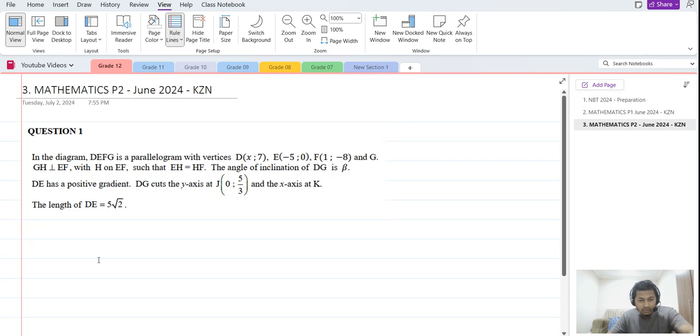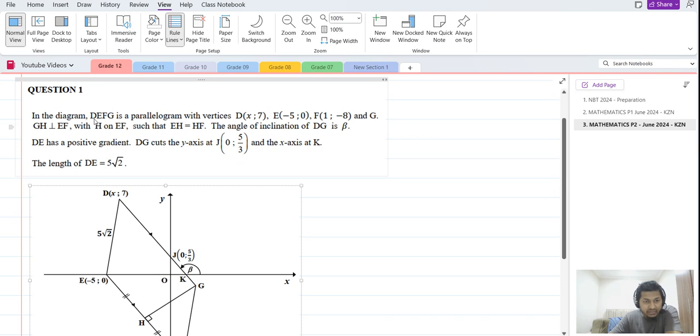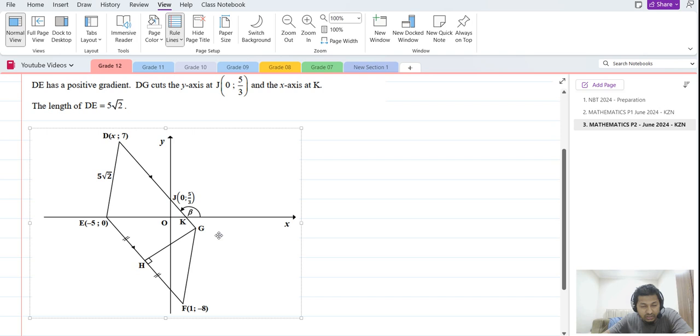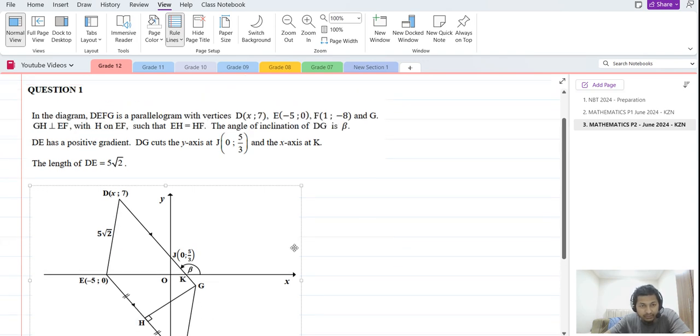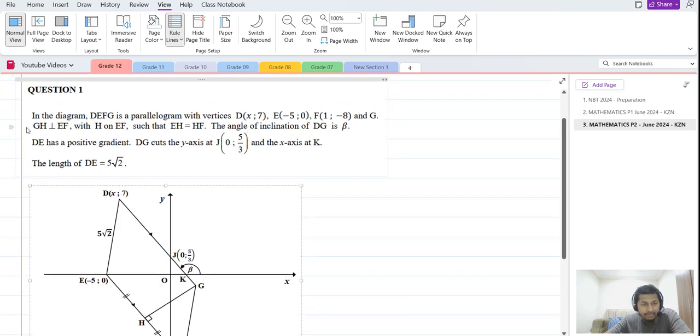Right, now in solving this question, let us read what's given here. In the diagram, DEFG is a parallelogram. You know what the properties of a parallelogram are: both pairs of opposite sides are parallel, diagonals bisect each other, common midpoints, both pairs of opposite sides are equal, both pairs of opposite angles are equal, and so on. With vertices D, E, F, G, we have these 4 vertices on the parallelogram.